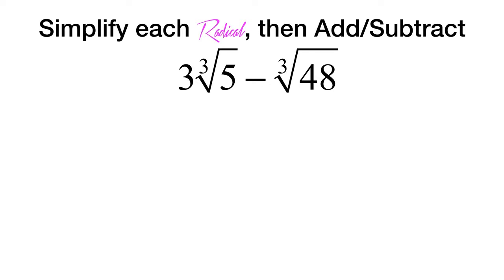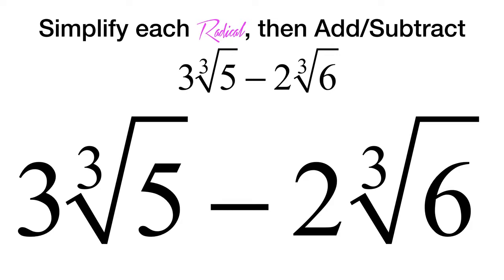Now let's talk about 48. 48 is, let's see, 8 and 6. And I say 8 and 6 because I know the cube root of 8 is 2, meaning 2 cube roots of 6. And since there's nothing we can do with that one, there we go. And that's your answer.